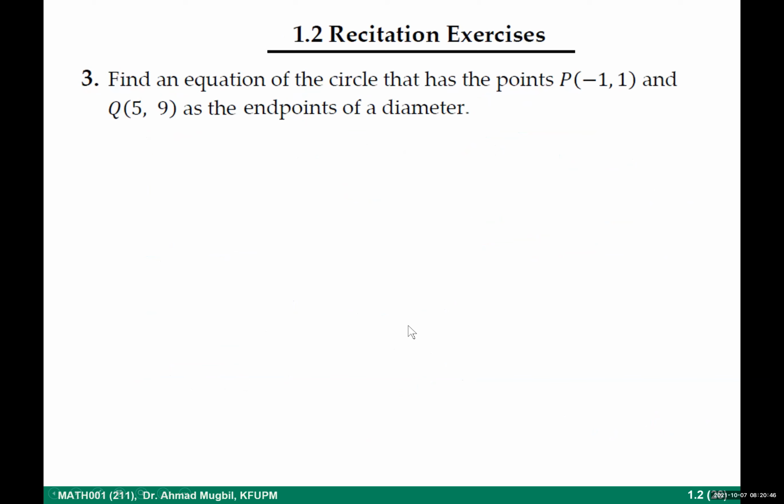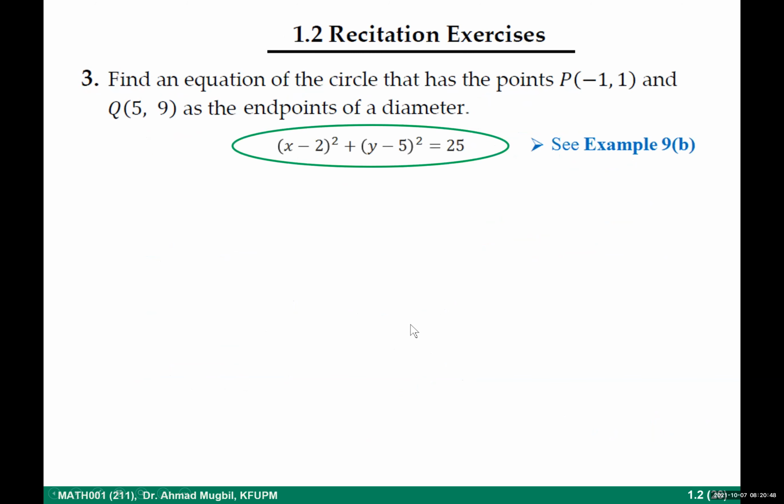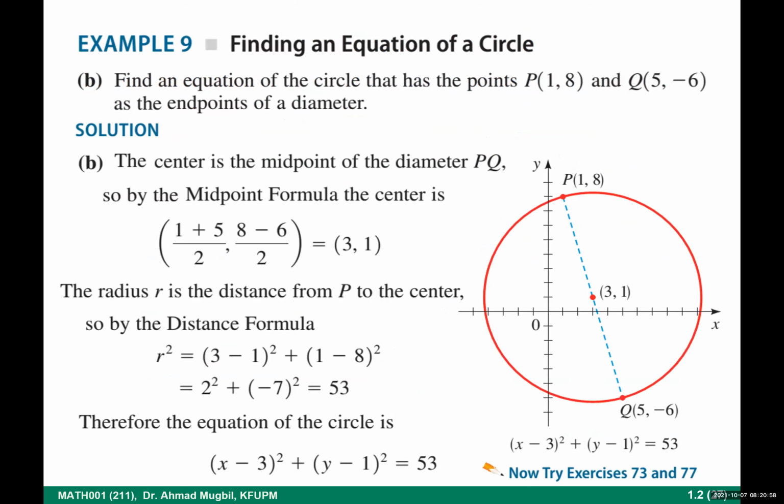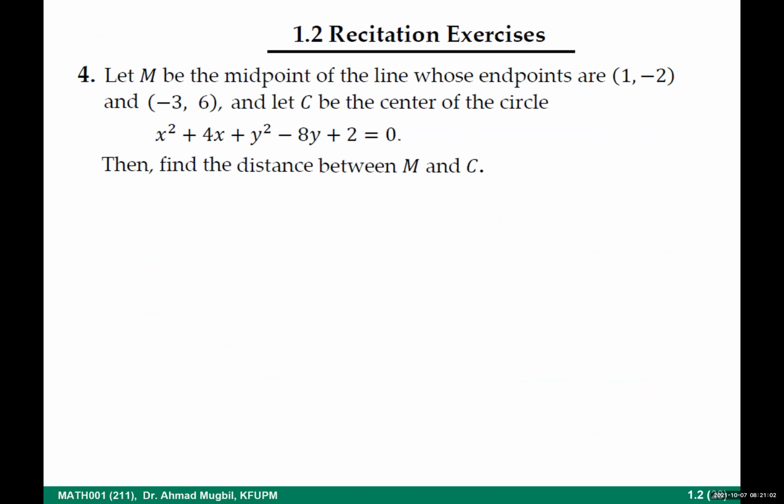Now, I will not solve this, guys, because it is the same as example number 9. This is a recitation question in 1.2, question number 3. Just look at example number 9. This is the one that we will solve together. Try to solve it. Let's pause the recording and solve it together. Practice in groups. Solve this with your colleagues in the group.